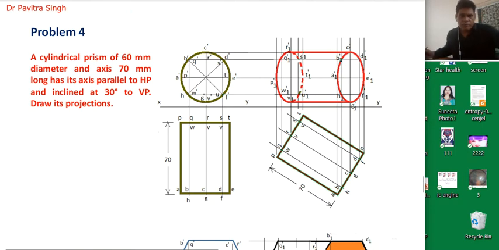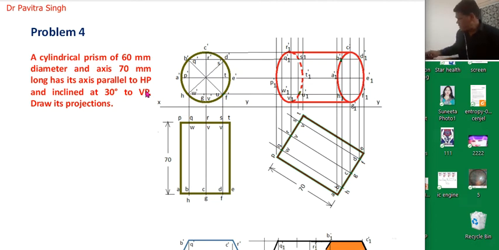Now we will try to solve another problem. A cylindrical prism of 60 mm diameter and axis of 70 mm has its axis parallel to the horizontal plane, and it is inclined 30 degrees with the vertical plane. So we need to draw its projection.